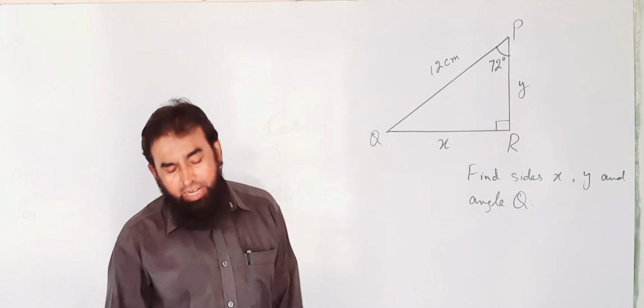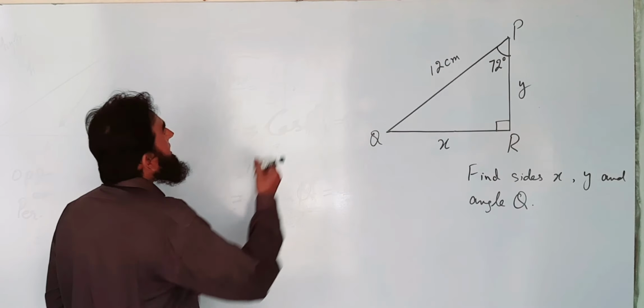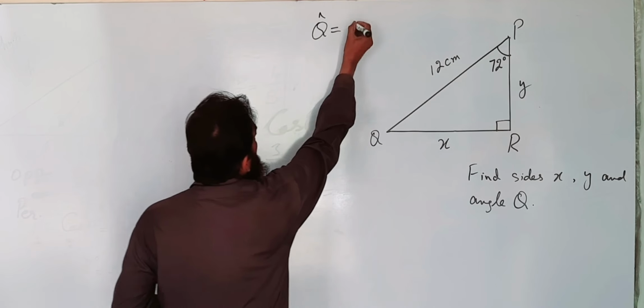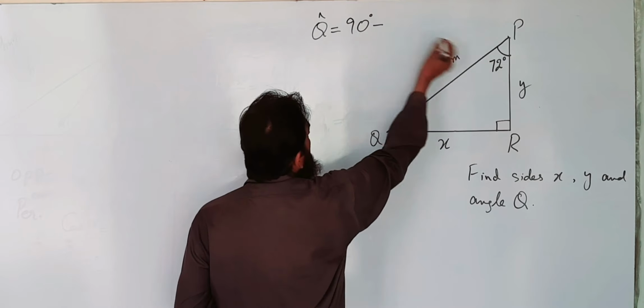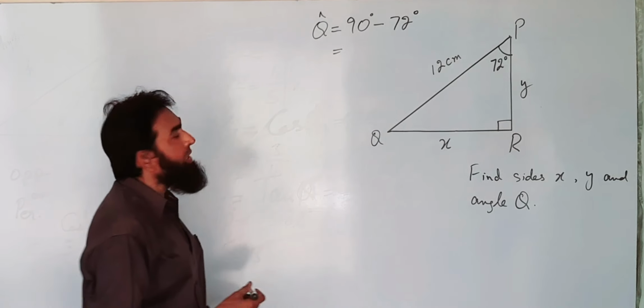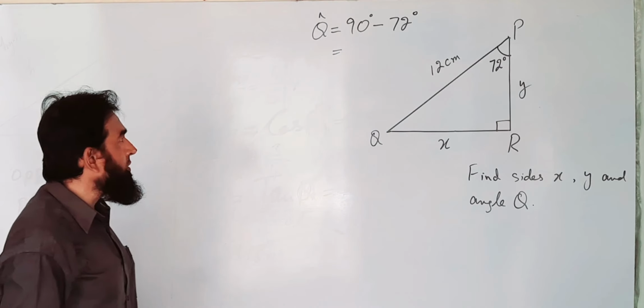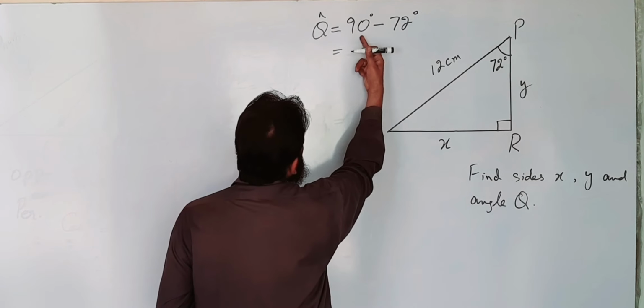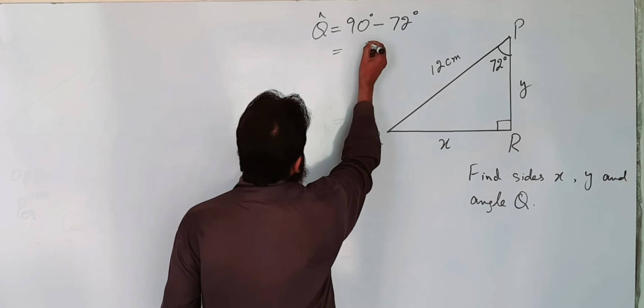It is very simple to find out the angle q. You can simply find angle q like angle q is equal to 90 degree minus 72 degree. So from 90 degree you will have to subtract 72. So what answer do you get? 10 minus 2, 8.